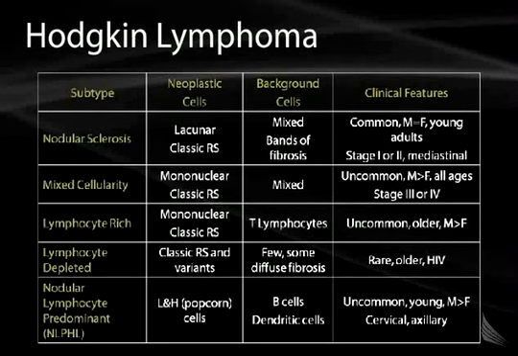The lymphocyte-rich is much more uncommon. The background cells are T lymphocytes, and the cells themselves appear to be more in the mononuclear or classic Reed-Sternberg type. Lymphocyte depleted are often seen in older patients with HIV. And the nodular lymphocyte predominant are the ones with the popcorn type cells, and it's also very uncommon to see, but they are also male predominant and more readily seen in our young population.